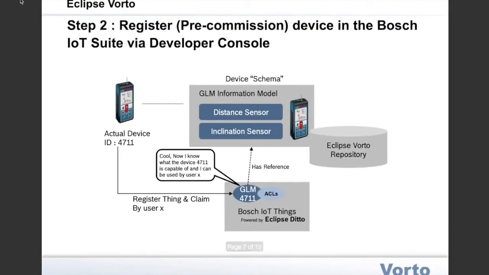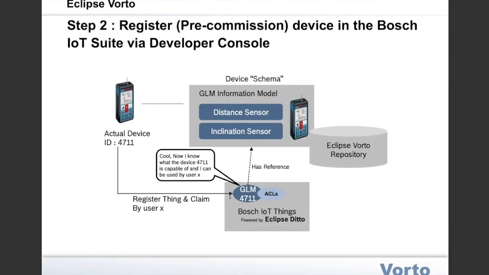In a second step, we would like to register this GLM in the Bosch IoT Suite. So basically pre-commission it, and so we are able to read and write data. We do this via the Bosch IoT Suite developer console. It's a development tool in order to pre-commission this GLM very easily. So what it does behind the scenes is that it takes the GLM information model and reads its metadata and creates a new Bosch IoT thing in there as an instance, and attaches also the corresponding ACL, so only the specific user creating or pre-commissioning the device is able to read and write data.